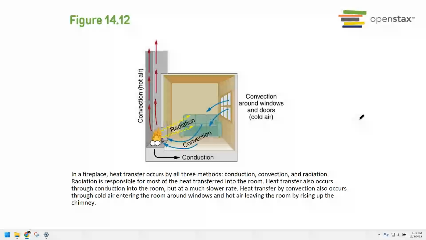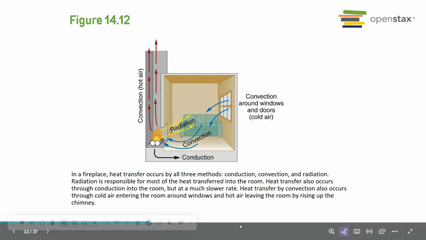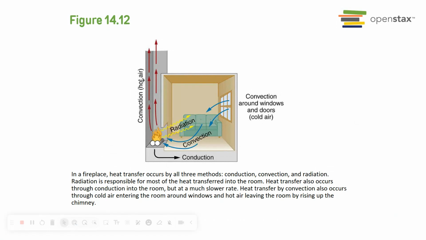All right, so we're going to talk about three types of energy transfers, or heat energy transfers. Convection. For convection, it's kind of like a fan that blows. That's the best way to word it. So in a fireplace, heat transfer occurs in all three forms. So convection is like the air, right?